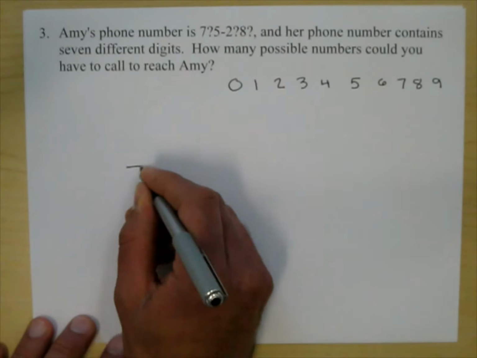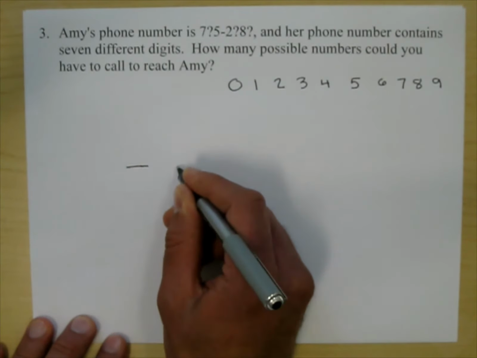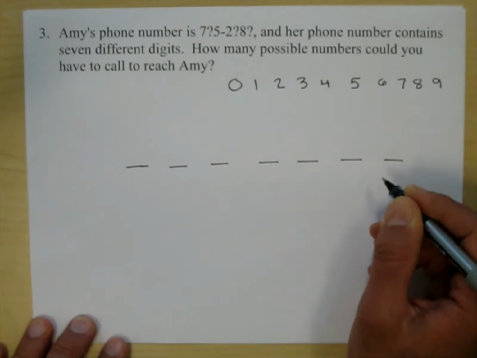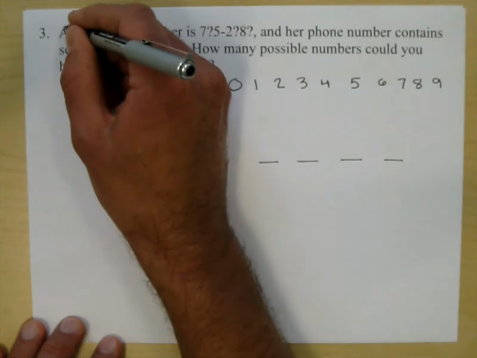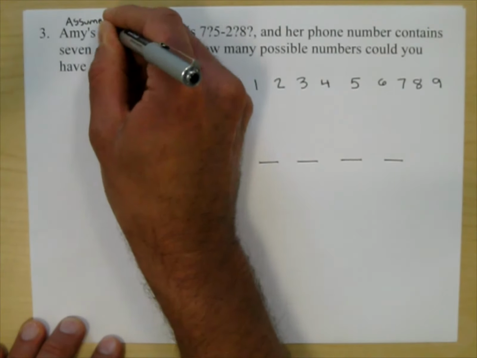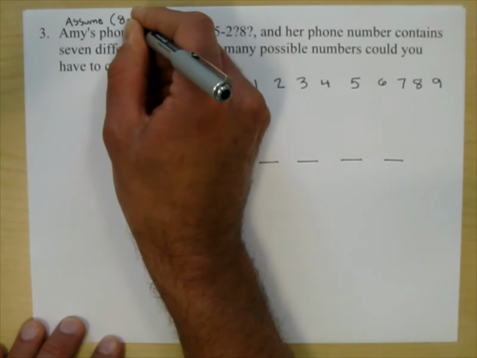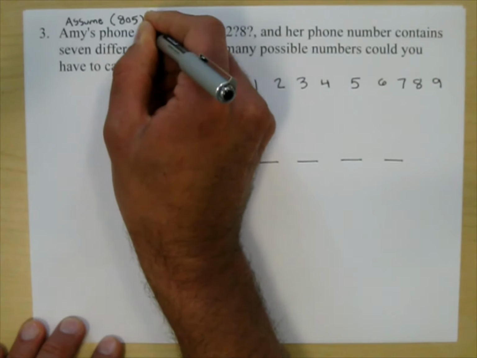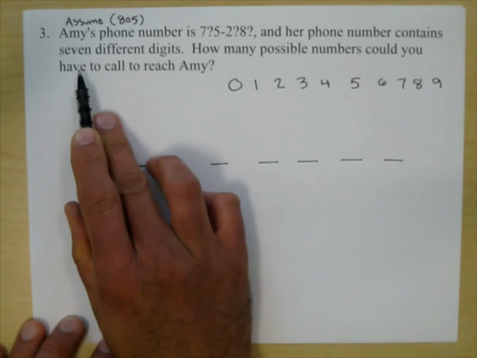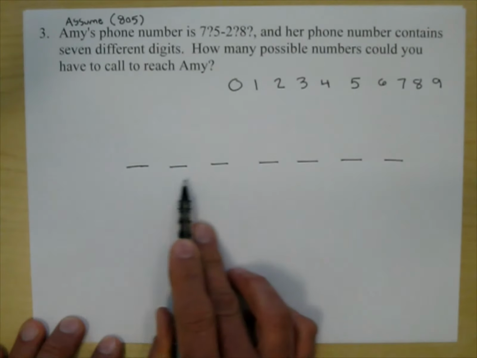Okay, and here's her phone number right here. 7 digits. And we're assuming 805. So we'll assume the area code is known, and we'll just say it's like 805 or whatever it is. I don't know. And that's not going to play into the 7 different digits. It's these guys right here.